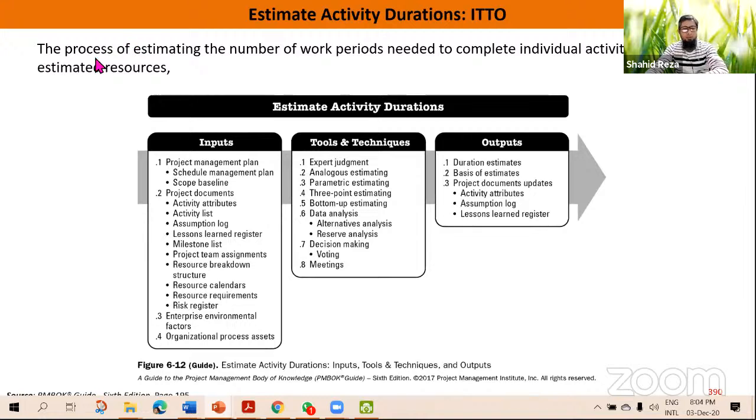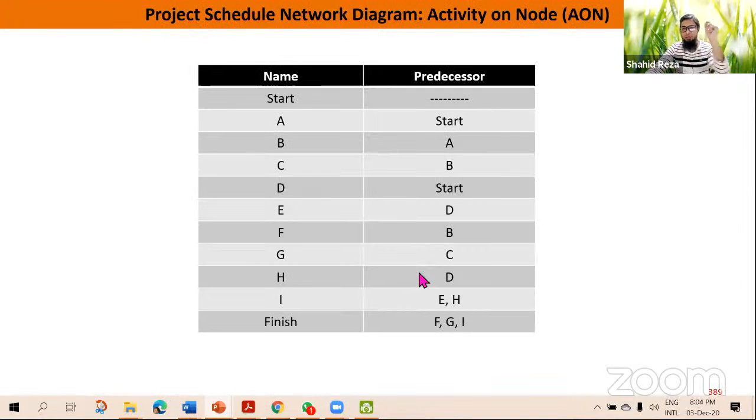Okay, so let me draw a network diagram with your participation. All right. So there is a table shown here. In the table, in the first column, we are seeing the names of the activities, and in the next column, the predecessor of all these activities. So from this table, can we draw the network diagram? How can we draw it? Let me show you. This is very simple.